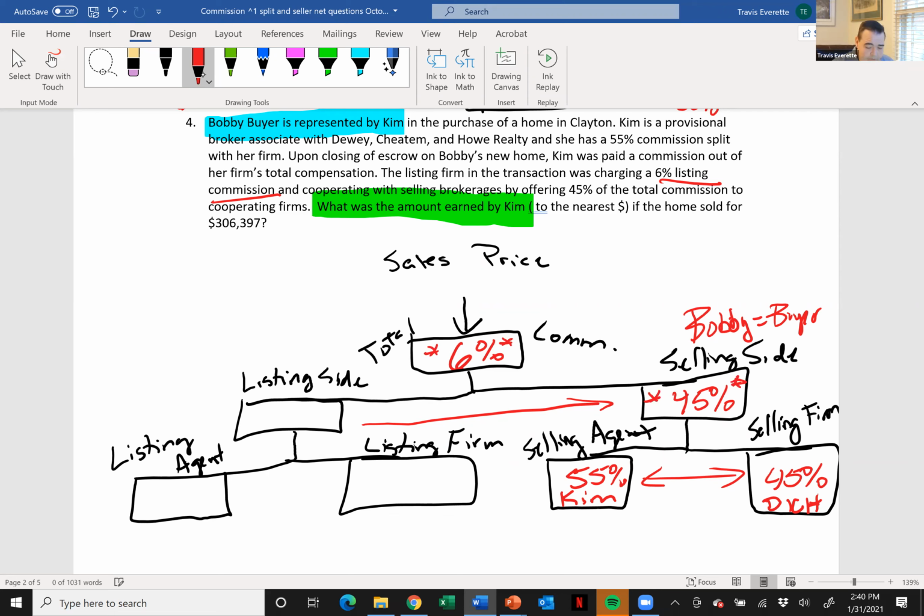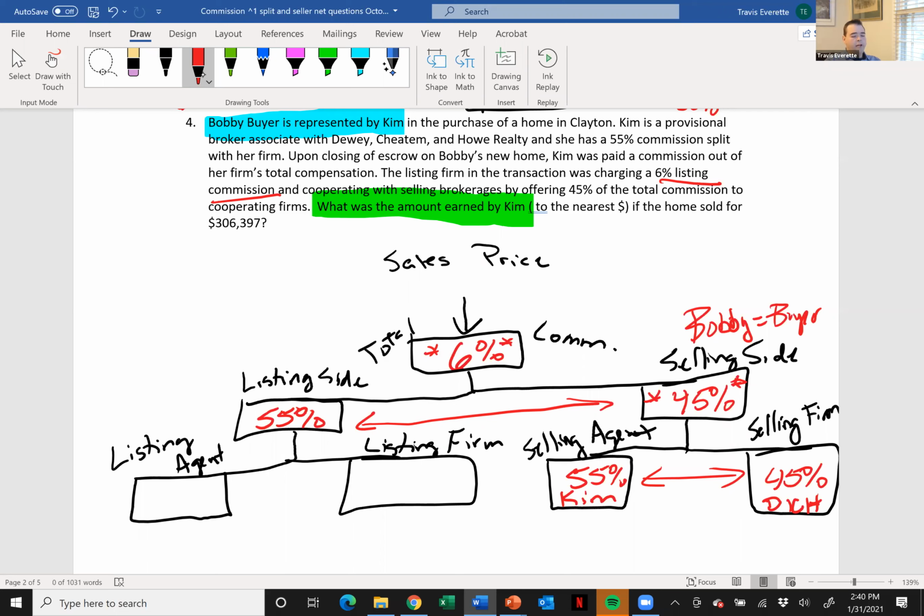But look, I can figure out something else now. Look at this. If that's 45, I know the listing side now must be 55%. See, we just learned how to do that. We can fill that in now. Whether we need it or not, fill it in. You know how to do it, fill it in. Okay.